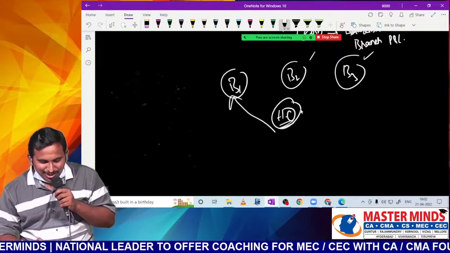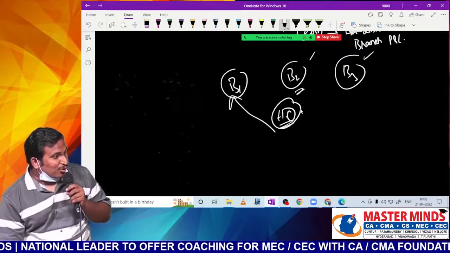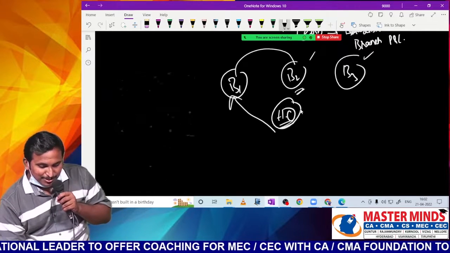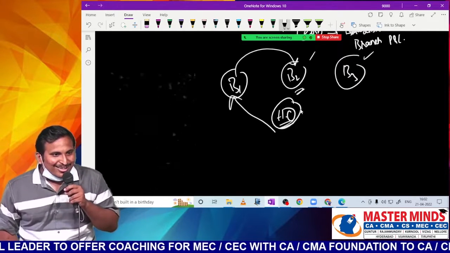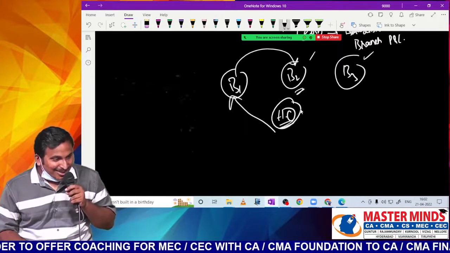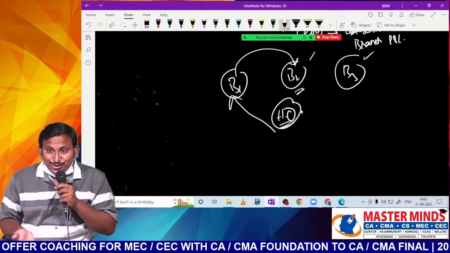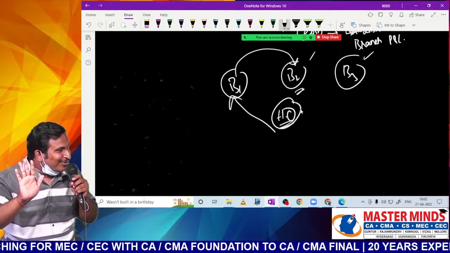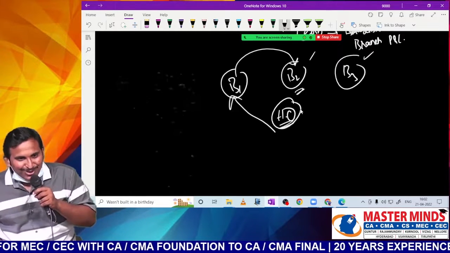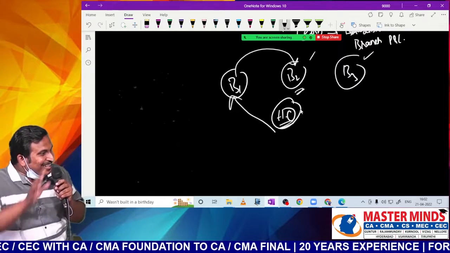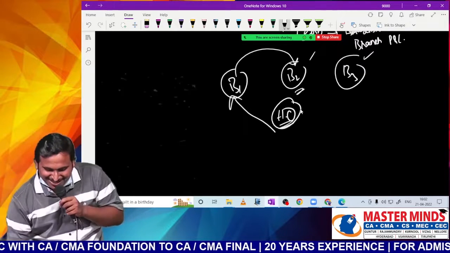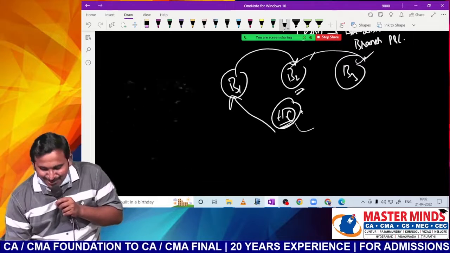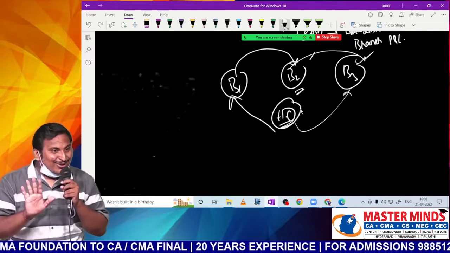So by the time head office comes to branch 2, what will branch 2 people do? They'll bring some stock from the other branch. Now when head office verifies branch 2, everything looks proper, so branch 2 also is very, very good. Now branch 3 people, same thing: by the time they come to branch 3, they will bring the same stock to branch 3. Now when they come to branch 3, everything looks proper.